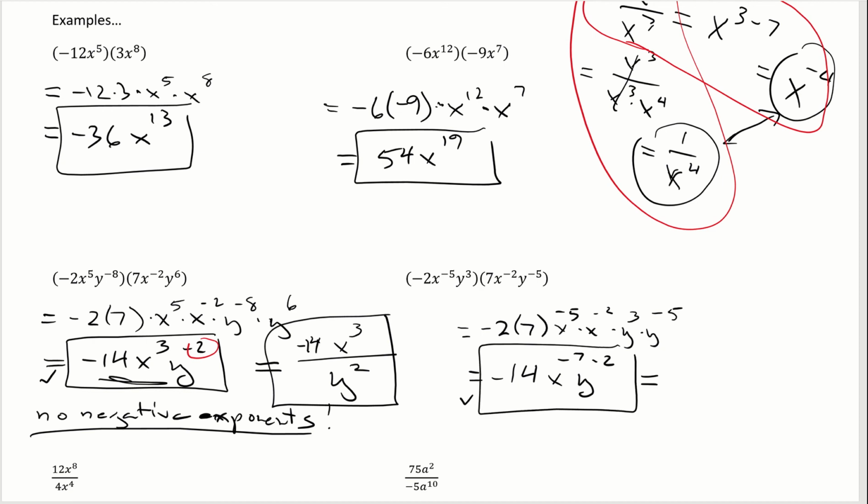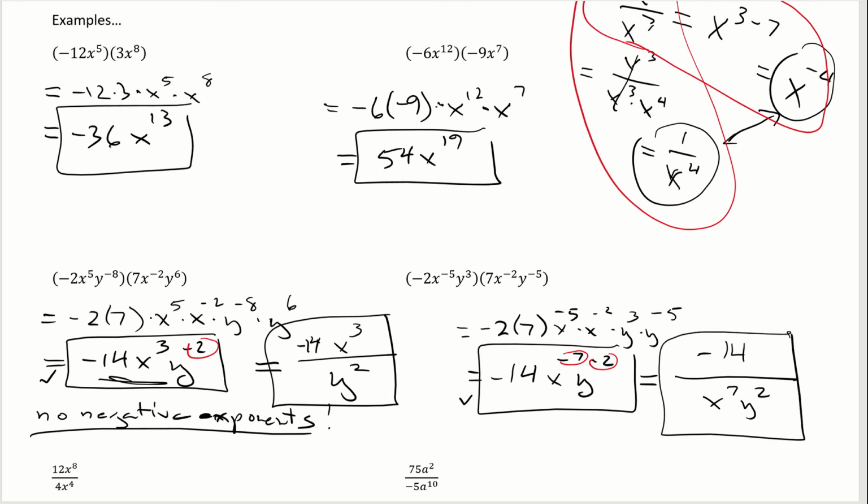But if they say no negative powers or no negative exponents, you draw a line, and anybody with a negative power, this guy or this guy, goes downstairs. So I'll bring the x downstairs as a power of 7. I'll bring the y downstairs as a power of 2. And I leave the negative 14 upstairs because it's not to a power that's negative. And those are the answers.